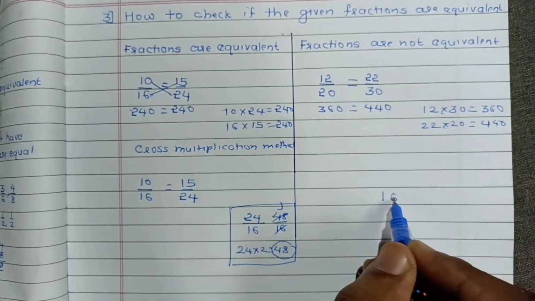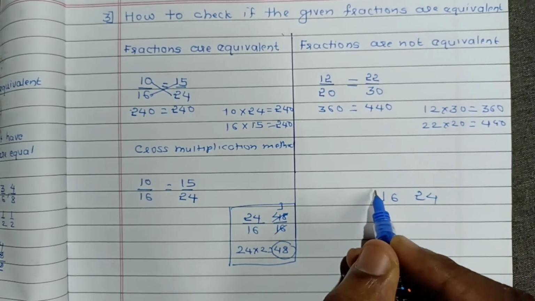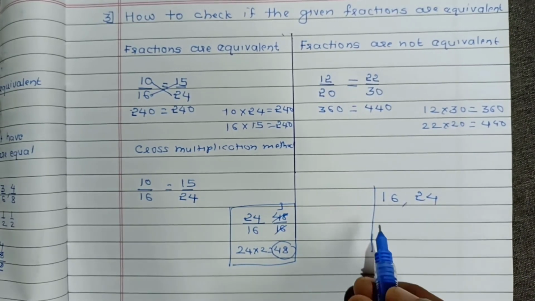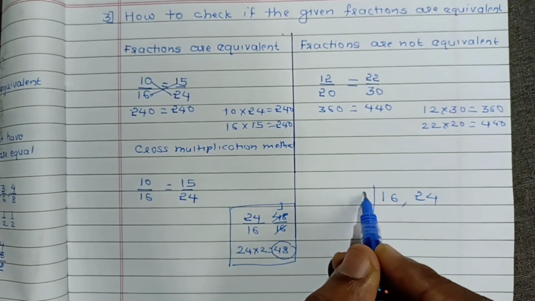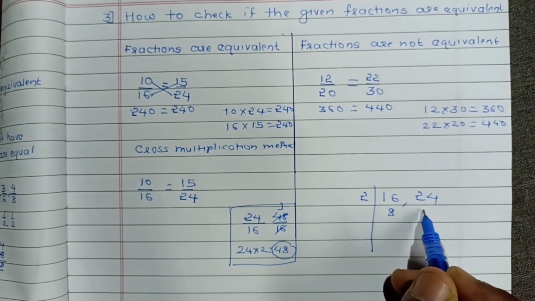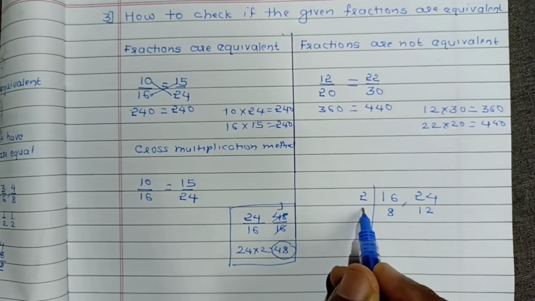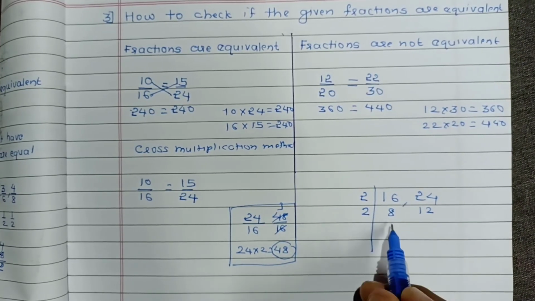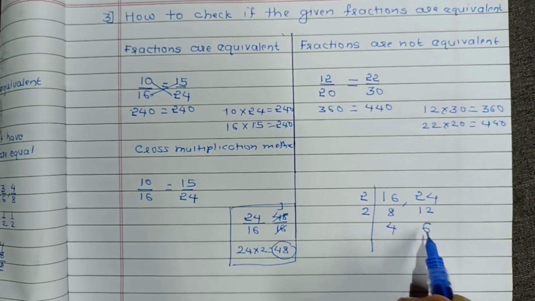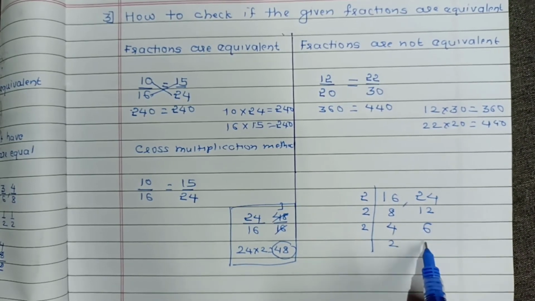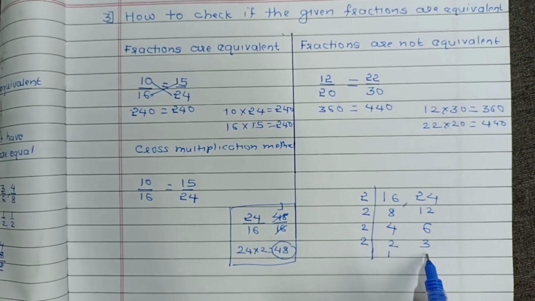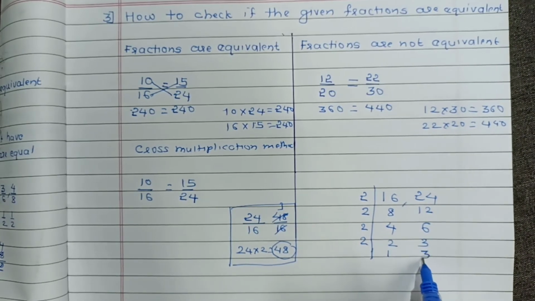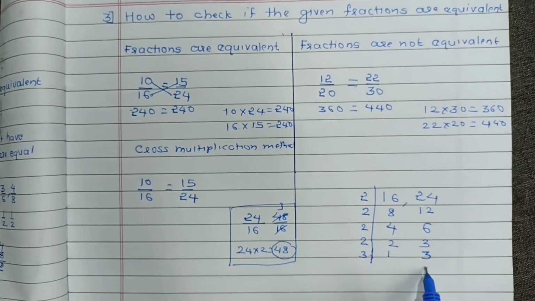Let me write here 16 and 24. First you have to divide by the least prime number, that is 2. 2 8s are 16, 2 12s are 24. Then again 2 is possible. 2 4s are 8, 2 6s are 12, 2 2s are 4, 2 3s are 6, 2 1s are 2. This is not possible, so therefore 3 you have to write as it is. Then 3 1s are 3.